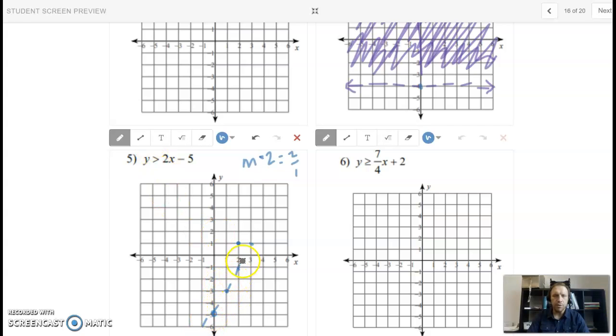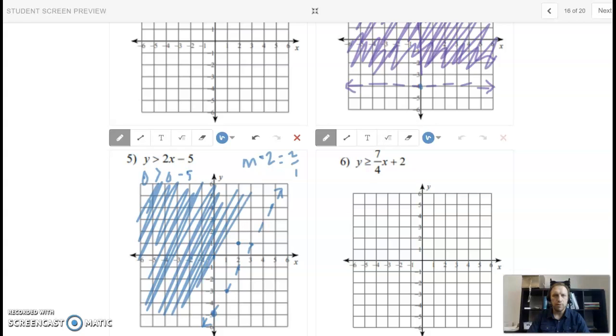There's no equals to, so I'm just going to draw that like that, get a good approximation, put my arrows on both sides to show it goes on forever and ever, and I want all the points that are bigger, right? Y is greater than this, so I'm going to test a point right here, 0, 0. Is 0 greater than 2 times 0 is 0, minus 5 is negative 5. So is 0 greater than 0 minus 5? Sure is. So I'm going to shade that region.